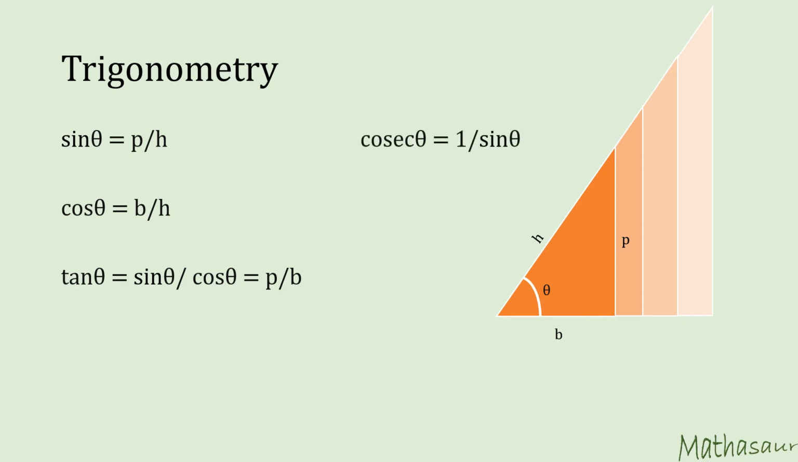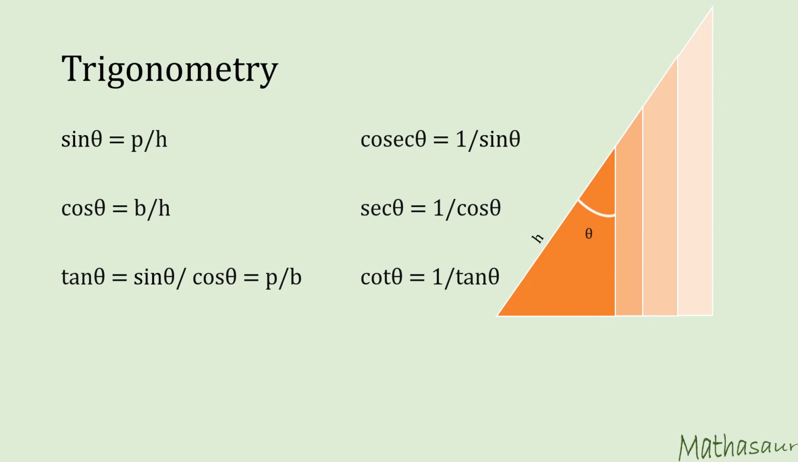Now we can form as many combinations of ratios as we want, taking any two sides at a time and in any order. So the reciprocal of sine theta is known as cosecant theta. The reciprocal of cosine theta is known as secant of theta. And the reciprocal of tangent of theta is known as the cotangent of theta. In short, these ratios are called cosec theta, sec theta and cot theta.